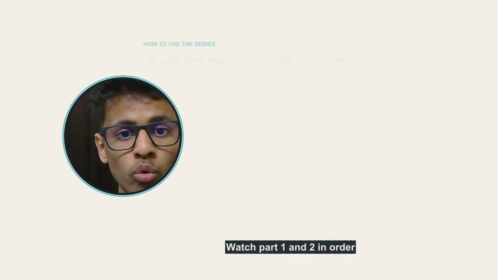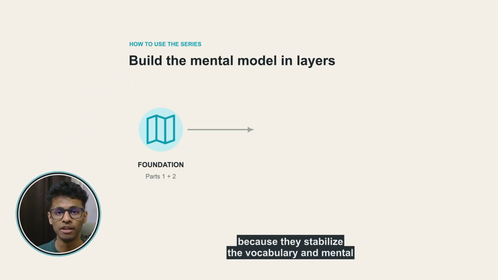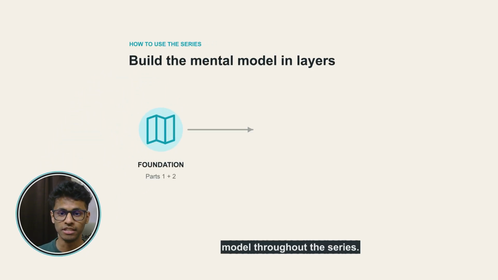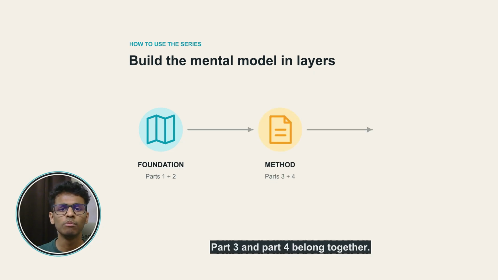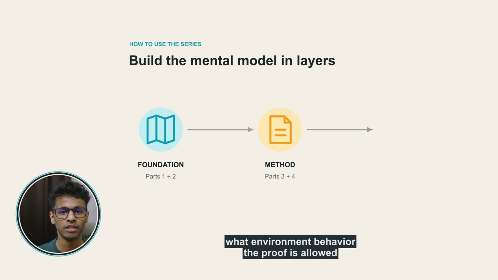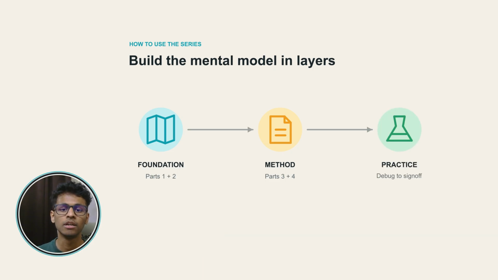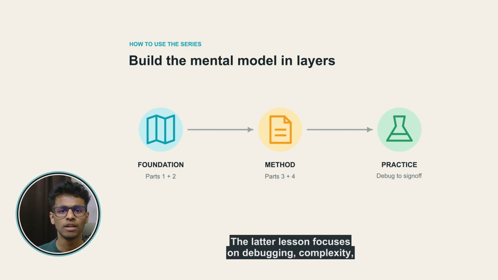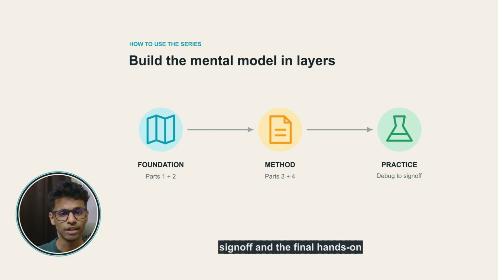Watch part 1 and 2 in order because they stabilize the vocabulary and mental model throughout the series. Part 3 and part 4 belong together. One explains how we express what the design must do, and the other explains what environment behavior the proof is allowed to consider. The latter lessons focus on debugging, complexity, coverage, sign-off, and the final hands-on workflow.